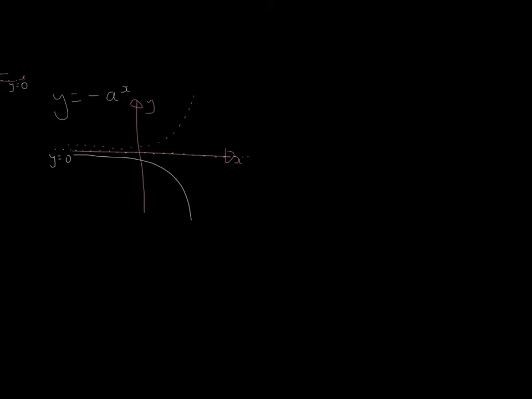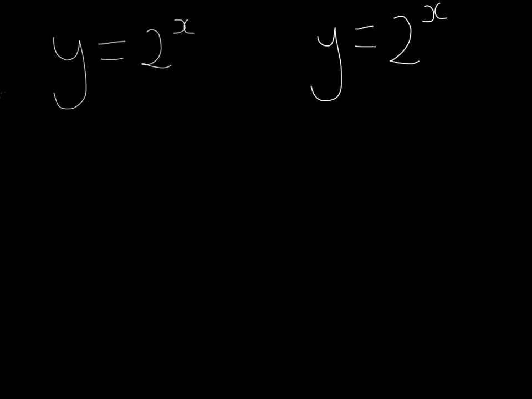Alrighty. Now let's start looking at the translations. Okay. So our first translation, if we compare this graph, and I'll use a real example now, y equals 2 to the power of x versus y equals 2 to the power of x minus 3. Okay?